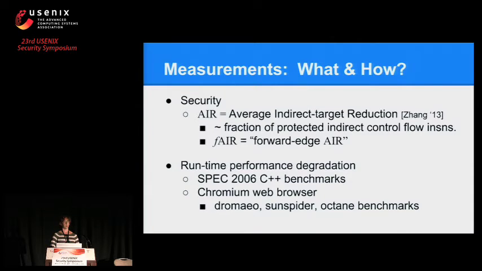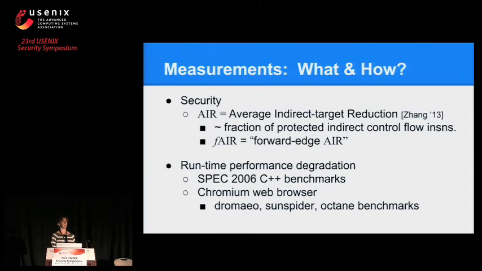Now, security is a very hard thing to measure, so what we did was we looked at the AIR metric, the average indirect target reduction metric that was introduced at the USENIX security conference last year. And this will tell you roughly the fraction of indirect control flow instructions that are protected by the particular mechanism that you're looking at. Now, we modified this metric slightly to come up with what we call the FAIR metric, which stands for forward edge AIR, and that's because obviously we're not interested in all the indirect control flow instructions, but only the forward edge ones.